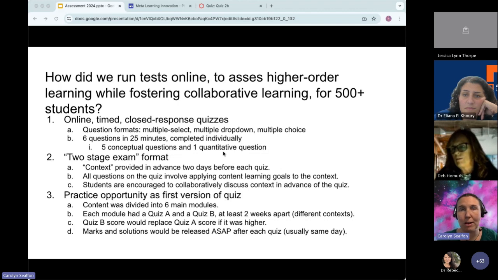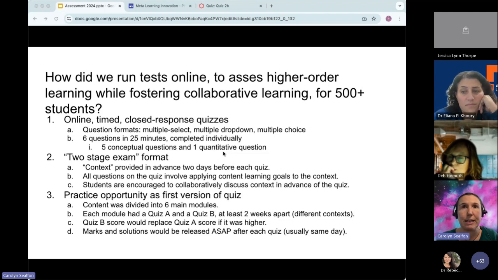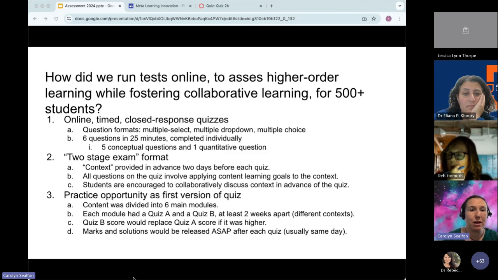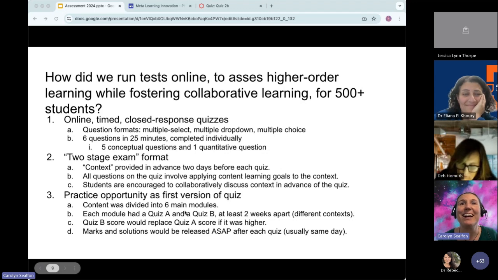So it was all automatically graded because again, we have 500 students and the TAs are all busy in the labs, right? We have very limited TA support for exams. They can do a question, but I reallocated those TAs to provide support to students in office hours. So yeah, exactly, it's about how much support we have, and we did not have a lot of support.